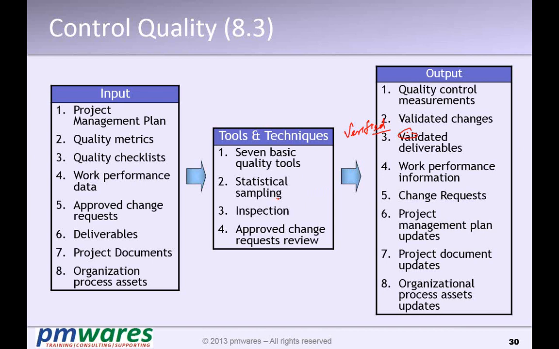Okay. So the idea of the quality control is to ensure that the product which is delivered is of quality. And the output of this will go to the scope, validate scope. And the output of validated scope is the validated deliverable or accepted deliverable. Need to check. I think it is verified or validated deliverable.